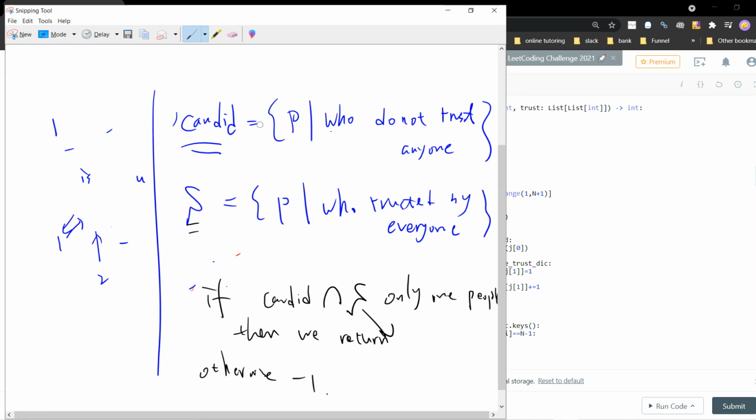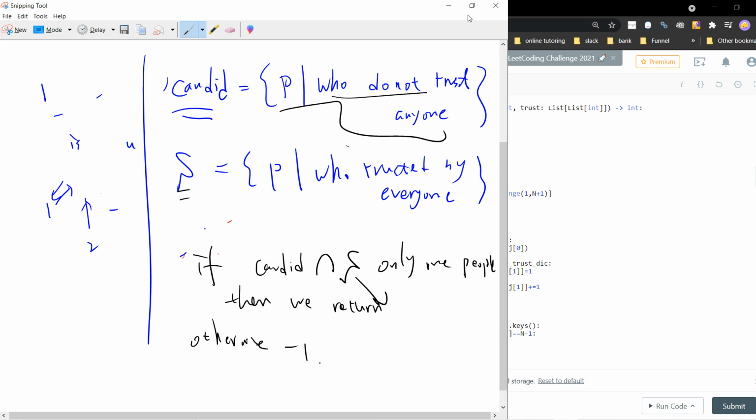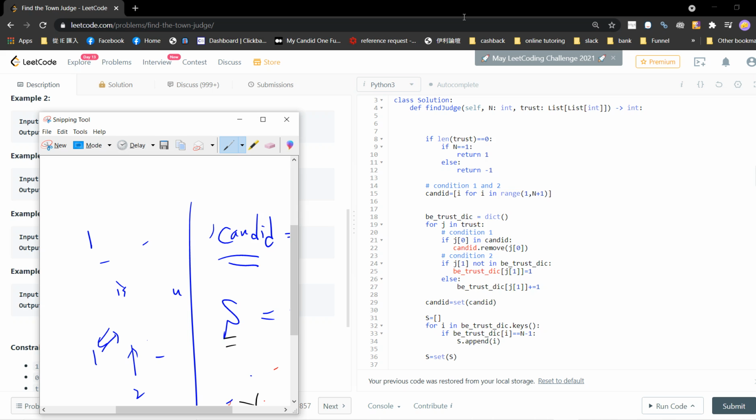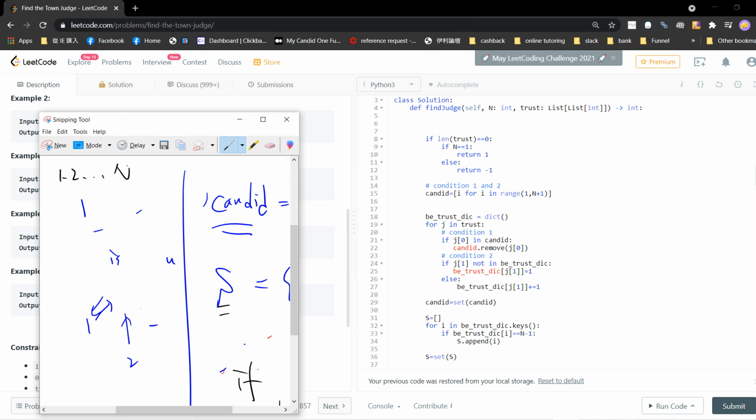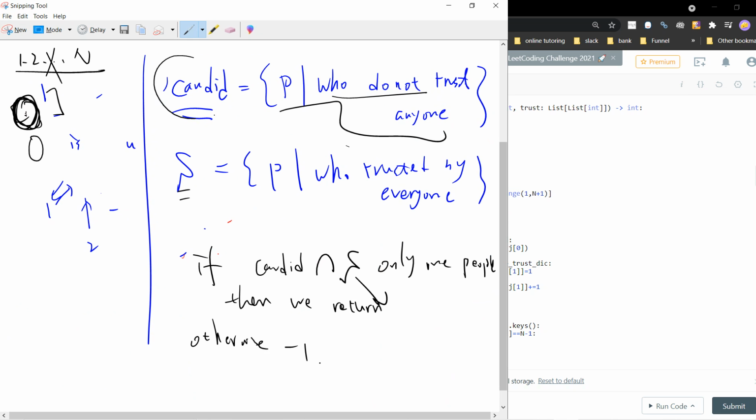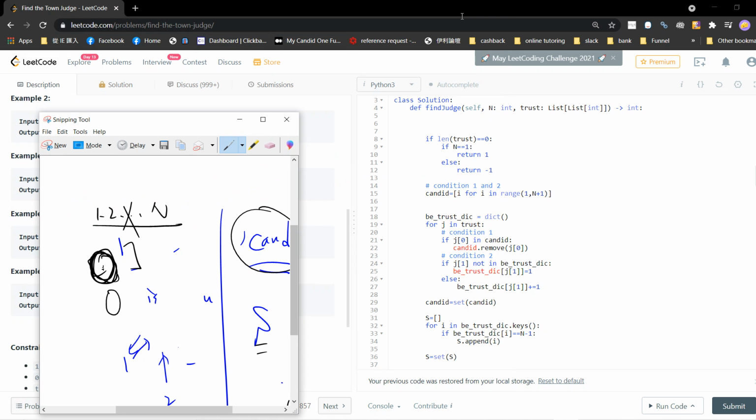Okay, so let's define candy. The first set I need is the people who do not trust anyone. So candy starts from 1 to n, the original n people. I take any trust pair, and if this number is in the first position, then I should remove it, because he or she trusts somebody. So for J in trust, if J0, the first component, is in candy, then I remove J0. This is condition 1. After this, I get a set called candy, basically those who do not trust anyone.